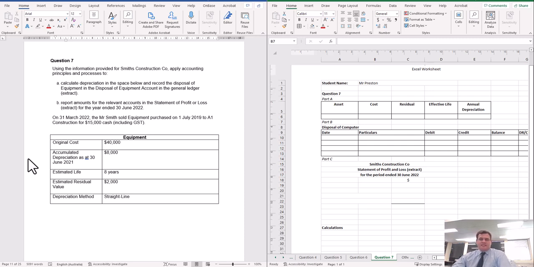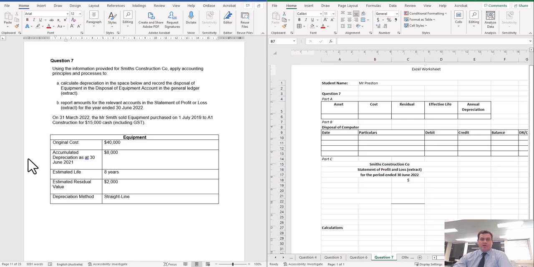Welcome. So this is a second video where we're going to look at question 4 in the exam, if you like, which is our second practical question. The model that I'm going to use is question 7 from the work booklet for Smith's Construction Co. Within this question, you've got to do the disposal of a non-current asset.